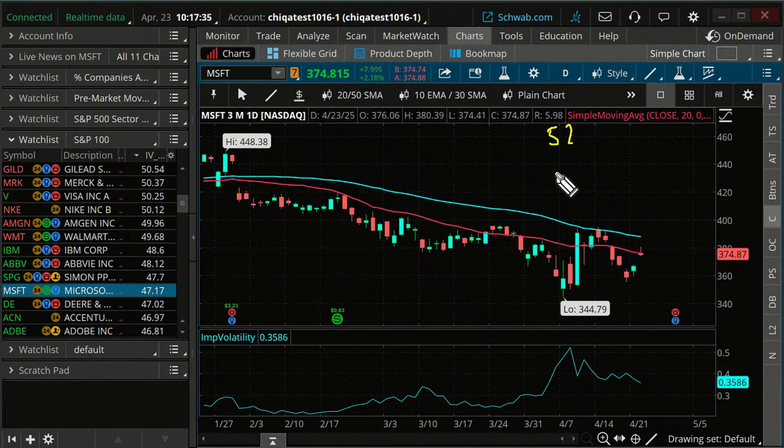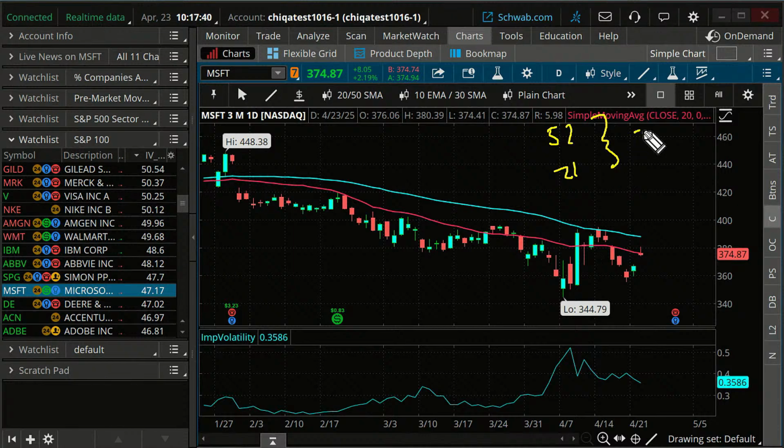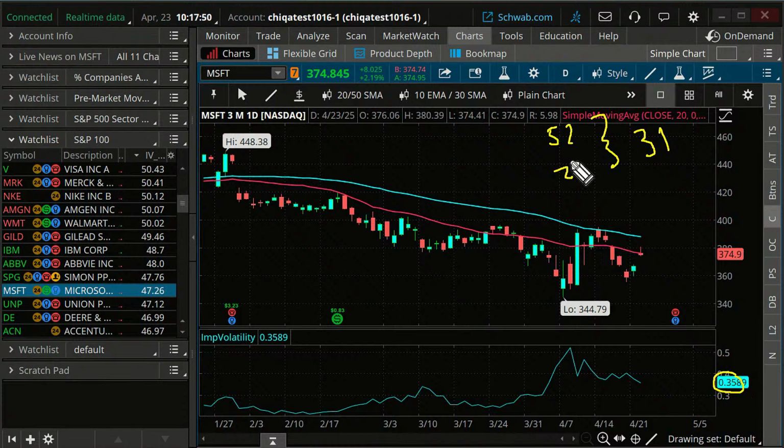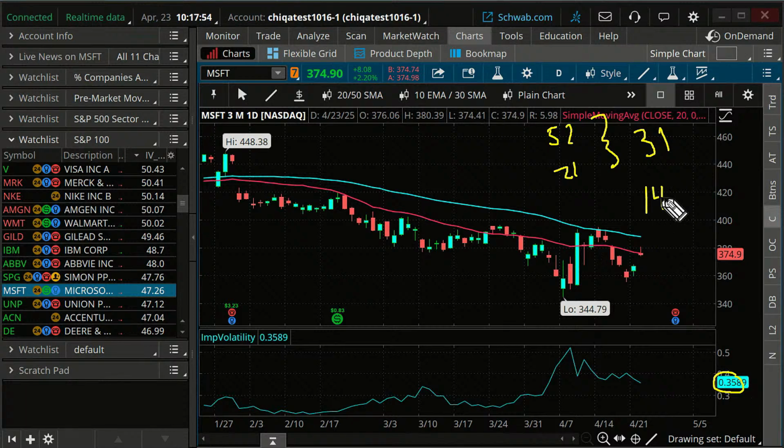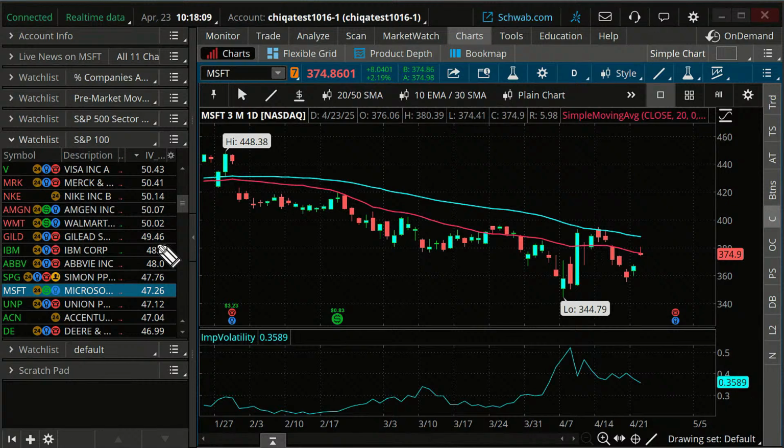52 high, 21 low. That gives me a range of 31 points, I think. Where are we right now? We're at about 35 right now. In other words, we're 14 points above the low. 14 points divided by 31 is going to give us approximately our 47 there. Okay? You got that? So that's how that comes up. So this tells us where we are in relation to where we've been.